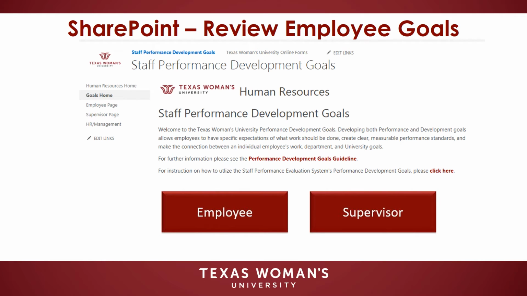After an employee or supervisor goes to the goals system, this is the page they're going to see. If you're an employee, you're going to click on the employee button to review your own goals. If you're a supervisor, you're going to click on the supervisor button to review your employees' goals.